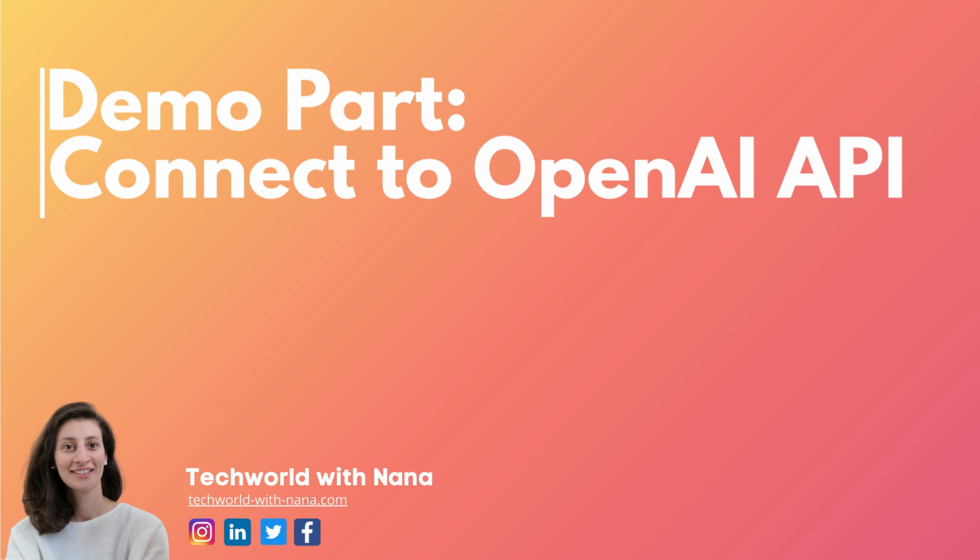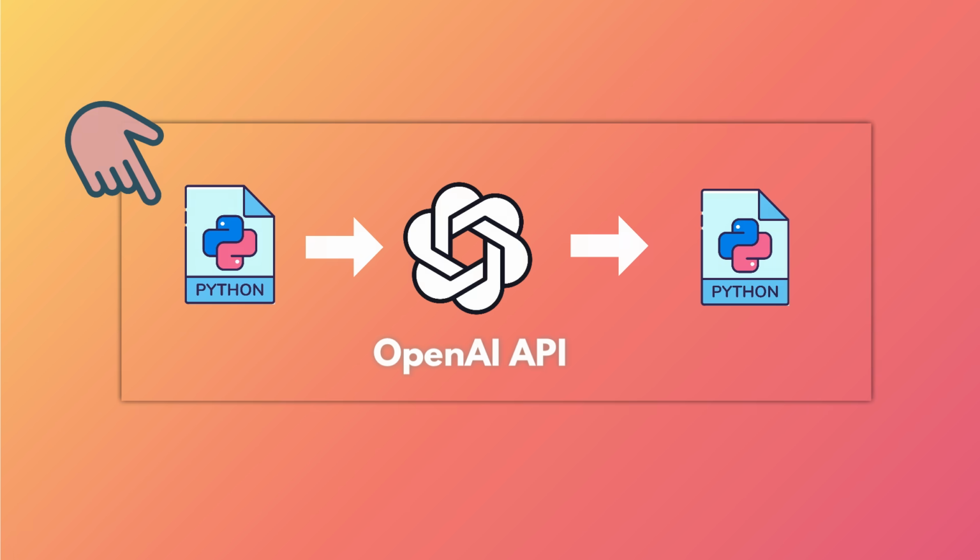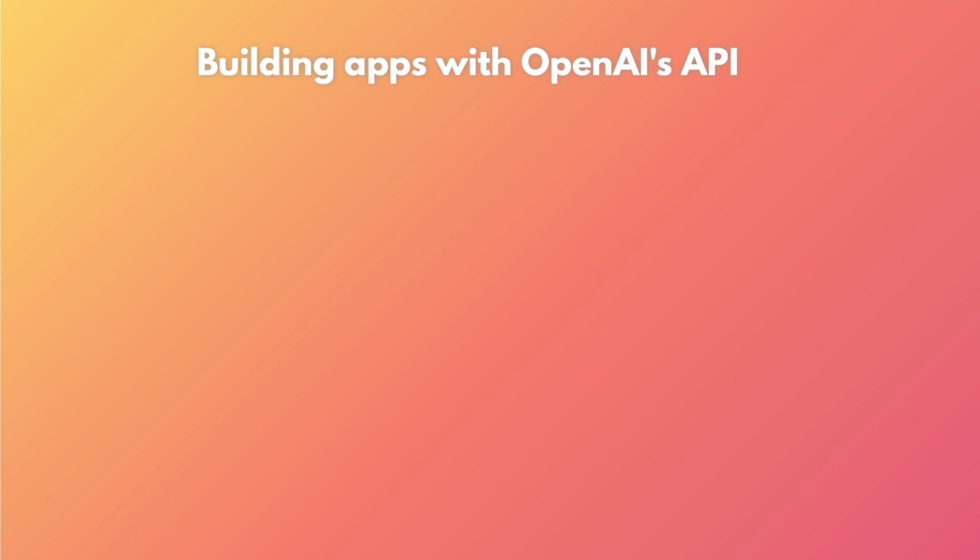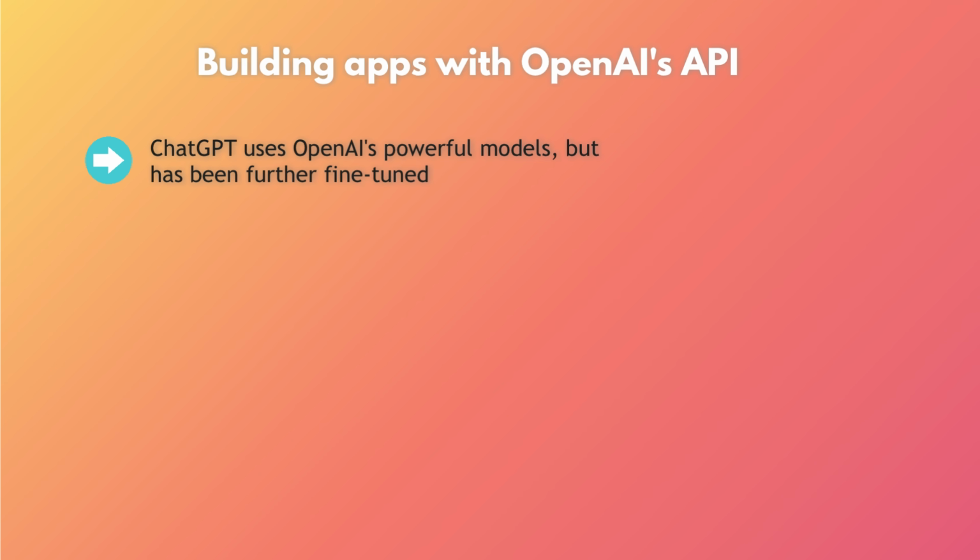So let's get into the demo part. Let's first write a Python program that connects to the API. I said ChatGPT API, but technically it's an OpenAI API, which is what ChatGPT uses under the hood.